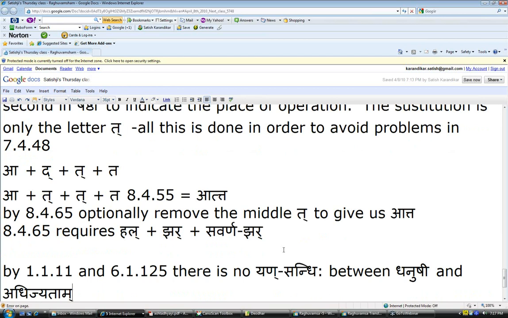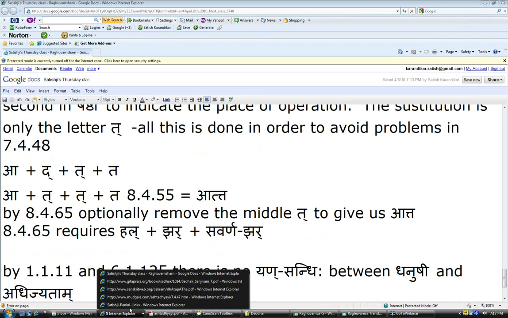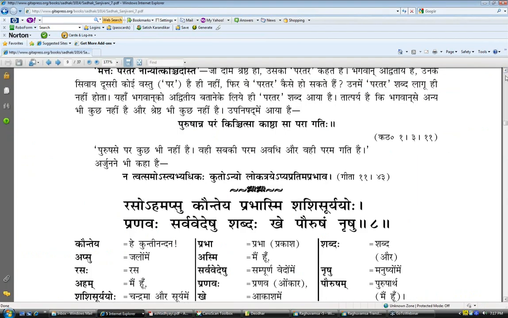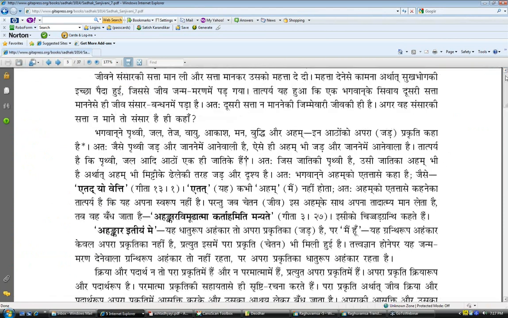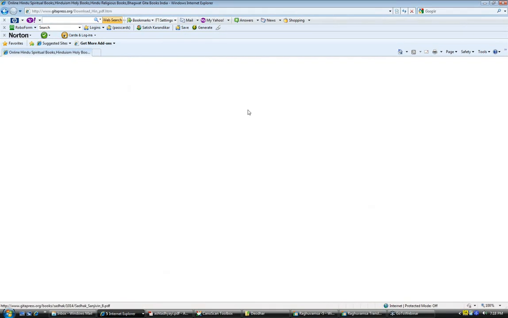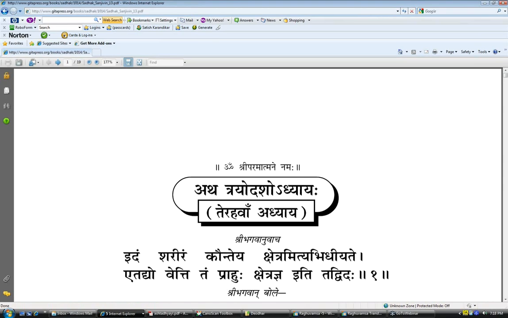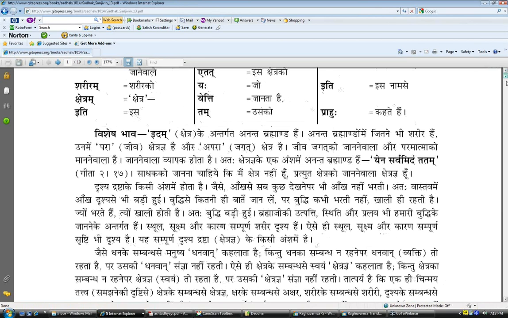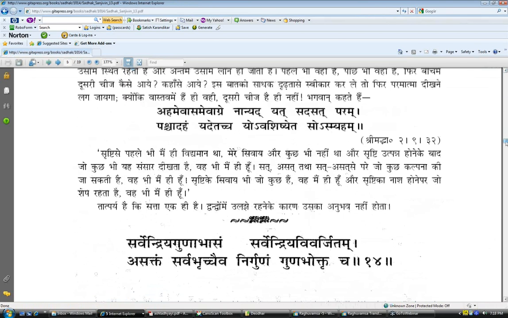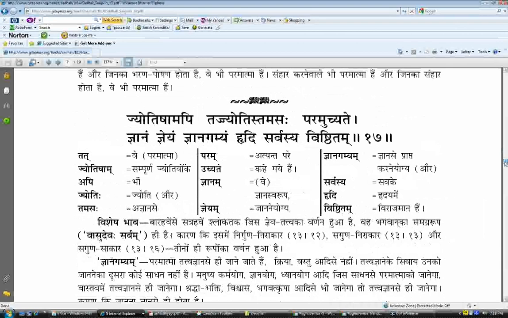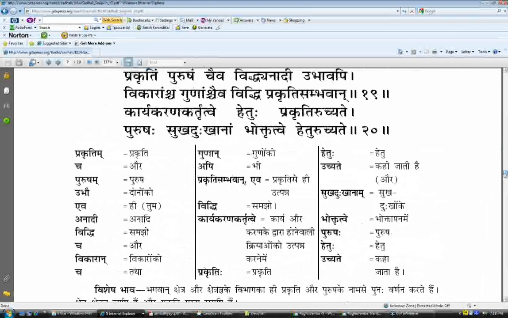Okay, so that's one thing. The Gita example is in the 13th adhyaya. Prakritim purusham chaiva viddhyanadi ubhavapi. So that prakritim purusham chaiva. Prakriti, and this is also a dual form. Prakriti and purushah. Know them both to be beginningless. So anadi is a dual form. We'll come towards the middle of the 13th chapter. Prakritim purusham chaiva viddhyanadi ubhavapi. Vikaranscha gunanscha viddhi prakritisambhavan.